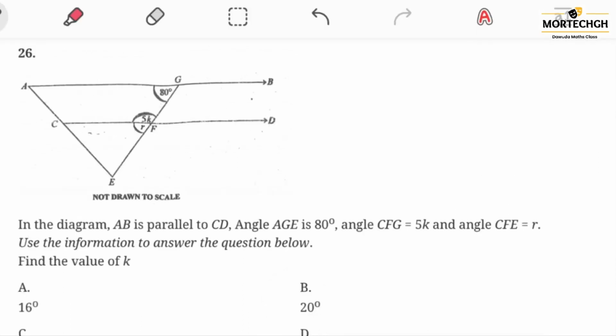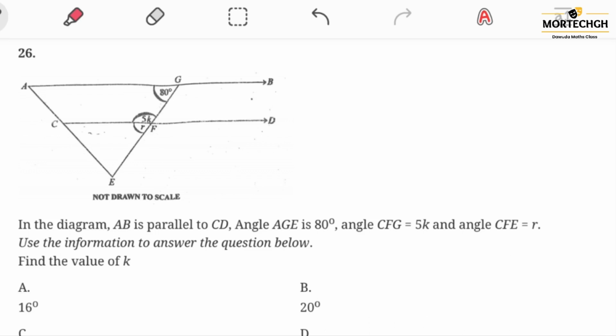The same diagram with a different question. Now we are asked to find the value of K. To find the value of K, we know that R and the 80 are alternating angles, meaning they are the same. So R is equal to 80, and then we have 5K at the other side, on the line EG.